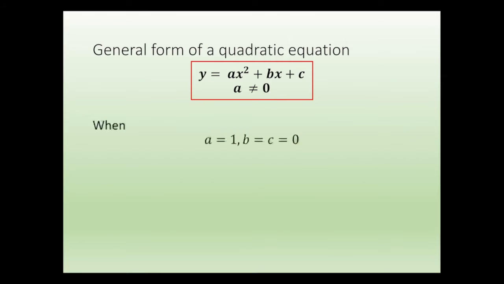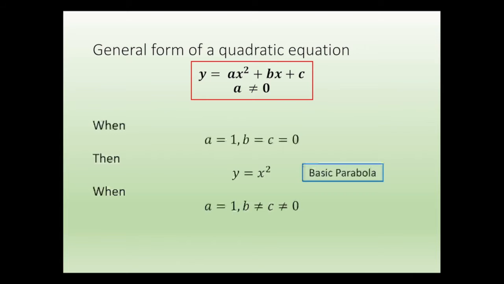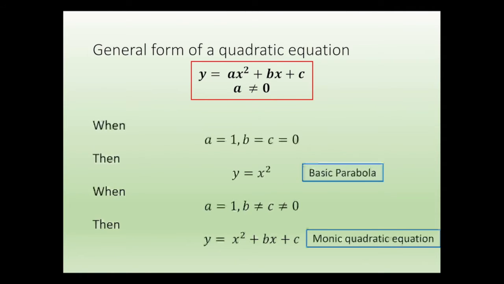Now, what if a is 1, b equals c equals 0? We will then get y equals x squared. Remember, this is actually the basic parabola. What about if a is 1, b is not 0, c is not 0? y is therefore x squared plus bx plus c, and this becomes a monic quadratic equation.